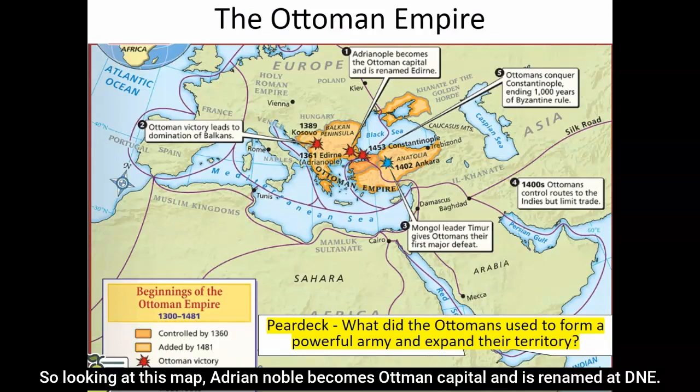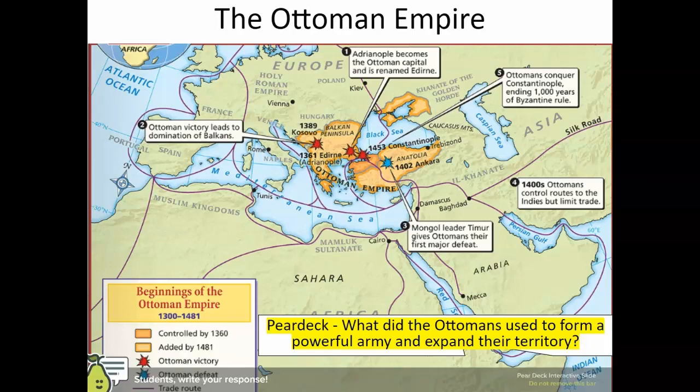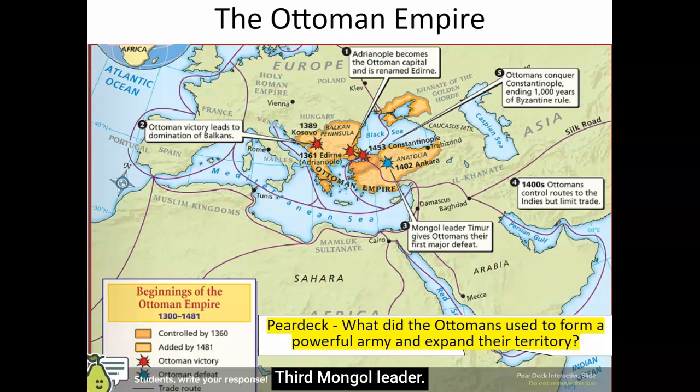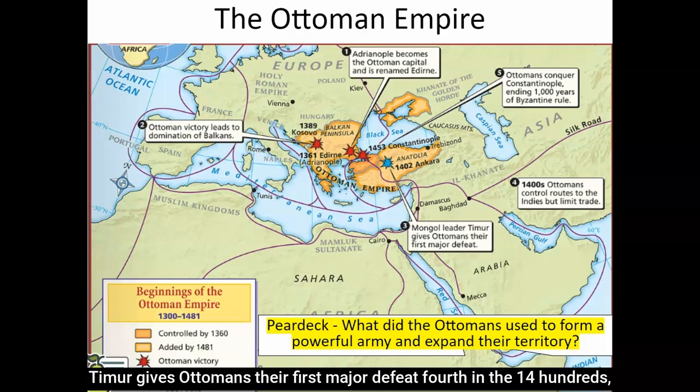So looking at this map, Adrianople becomes the Ottoman capital and is renamed Edirne. Second, the Ottoman victory leads to domination of the Balkans. Third, Mongol leader Timur gives Ottomans their first major defeat. Fourth, in the 1400s, the Ottomans control routes to the Indies but limit trade. And then fifth, the Ottomans conquer Constantinople, ending 1,000 years of Byzantine rule.